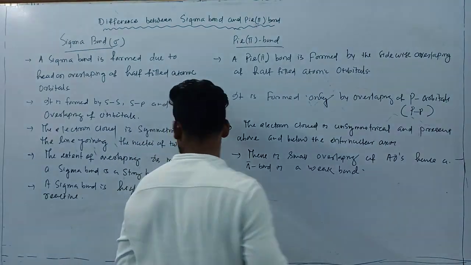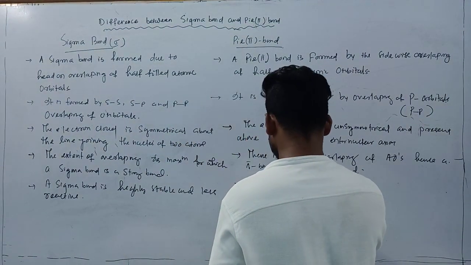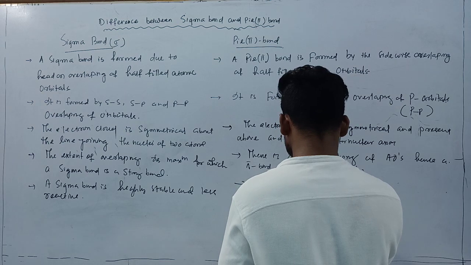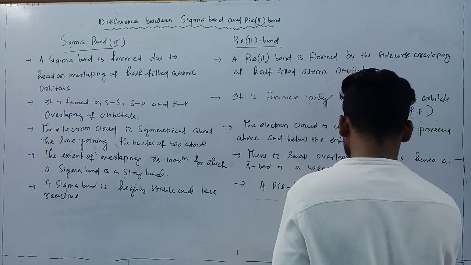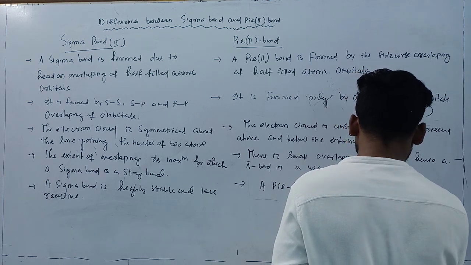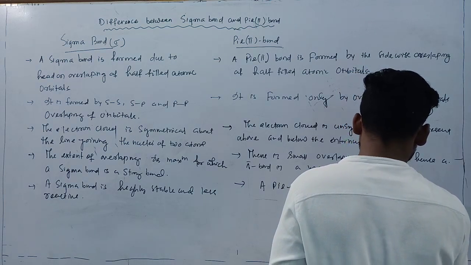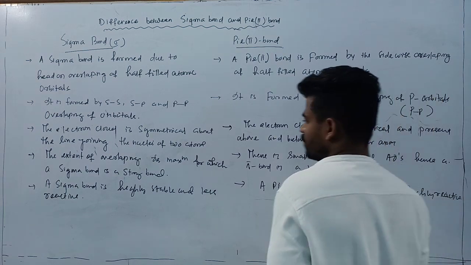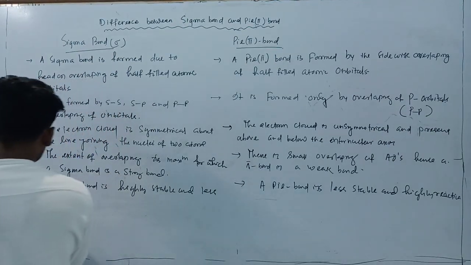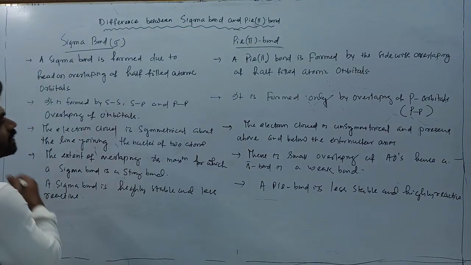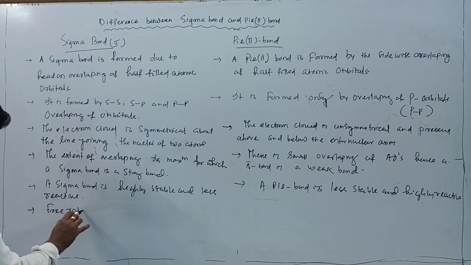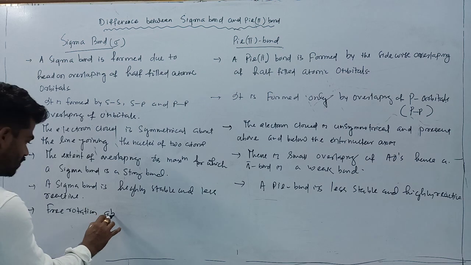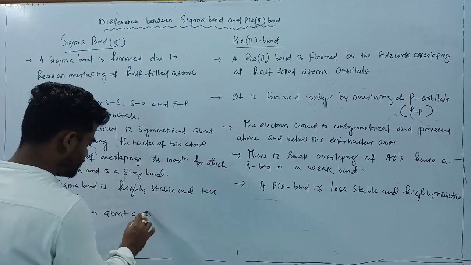You can write over here, a pi bond is less stable and highly reactive. Next point you can consider, that is free rotation about a sigma bond is possible.